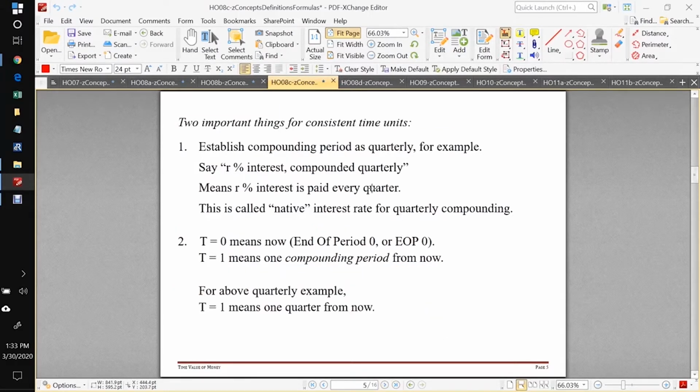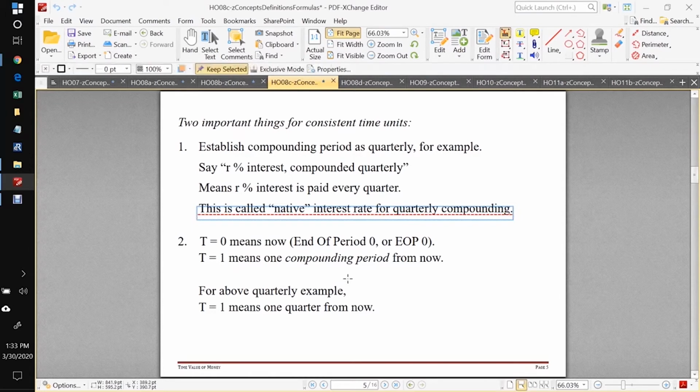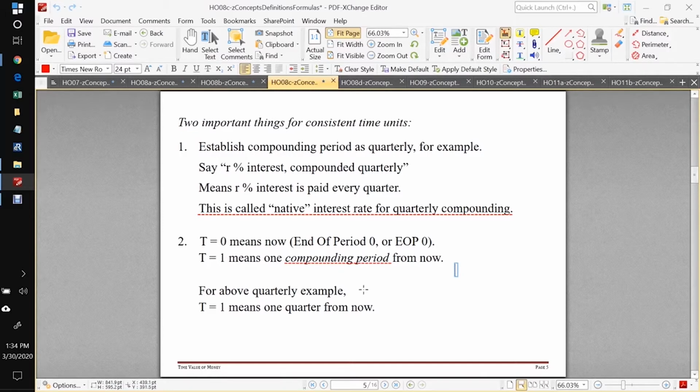So a couple of important things. If we're establishing a quarterly compounding period, for example, we say r% interest compounded quarterly. That means this interest is paid every quarter, and we call this our native interest rate for quarterly compounding. And then in using this quarterly example, we're going to say that t equal 1 would mean 1 quarter from now, but in general, t equal 1 is going to mean 1 compounding period from now. So if we were working with monthly compounding, t equal 1 would mean a month from now. With semi-annual compounding, it would mean 6 months from now. And t equals 0 always means end of period 0.